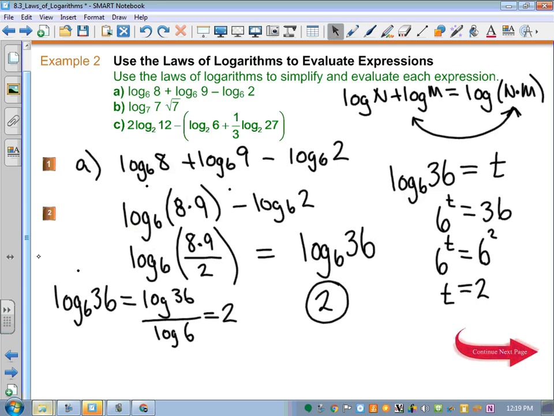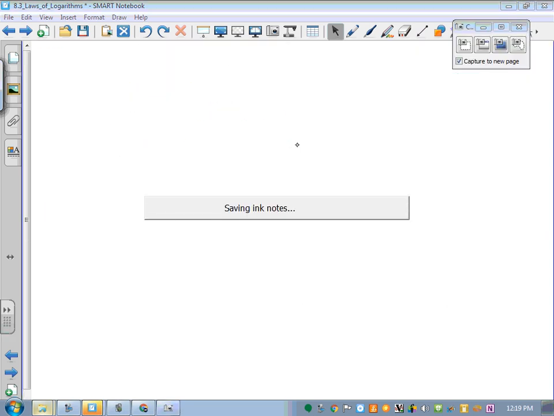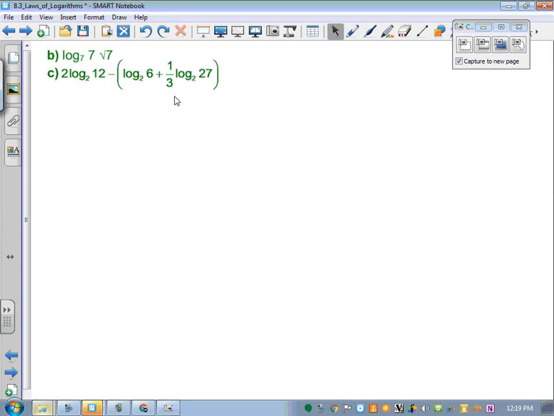Okay, I'm just going to move these other two to a new page. I used more space than I thought I would. And we're basically just going to keep using our log laws to try to simplify this as much as possible. Now, when I run into a question with a radical, so that's log base 7 of, I'll put the bracket on there, 7 times the square root of 7.